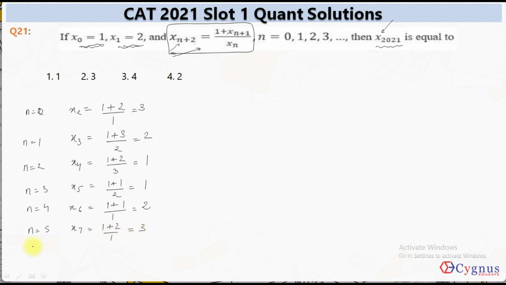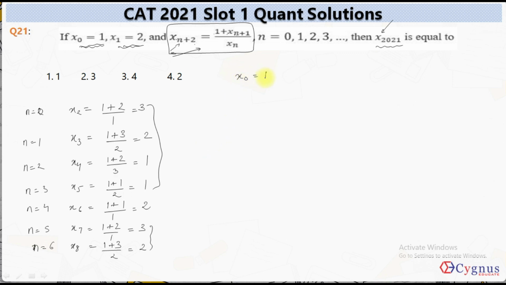Yes or no? When you put n equal to 6 here, what do you get? x8. What is the value of x8? 1 plus 3 by 2. Again I'll get 2 here. Look at this, I'm getting 3, 2, 3, 2, 1, 1. So this is a pattern. How do we write it?